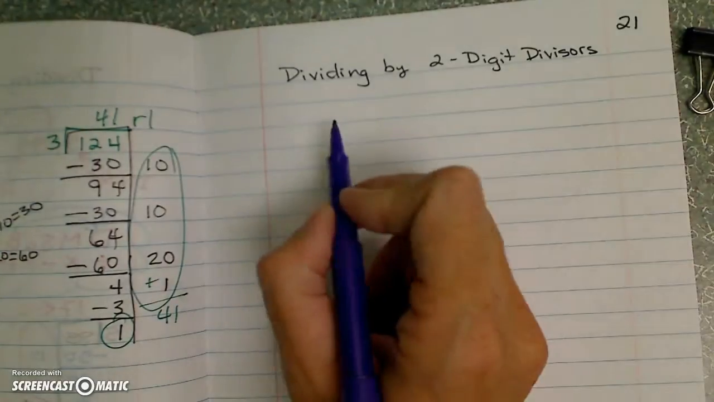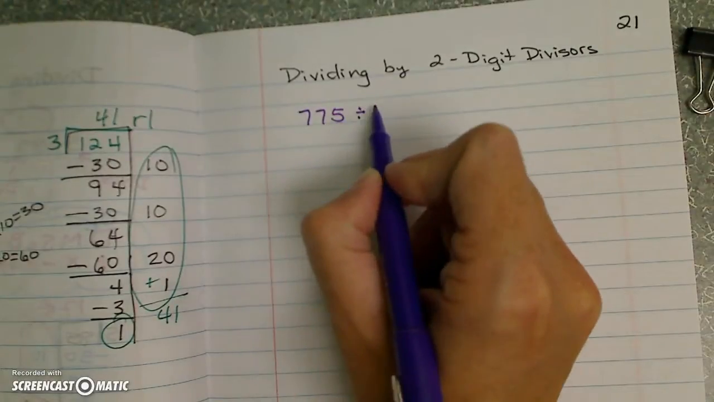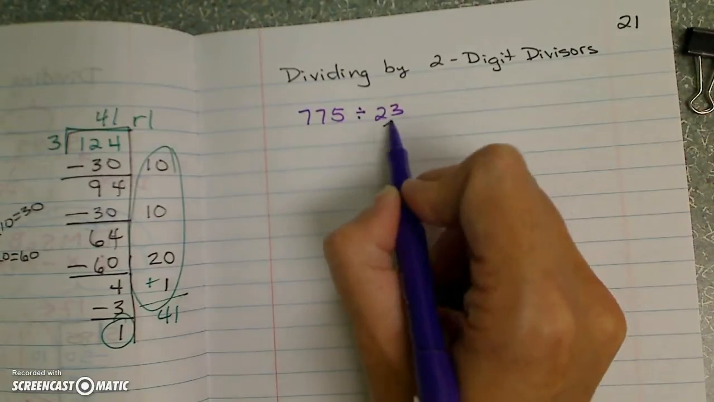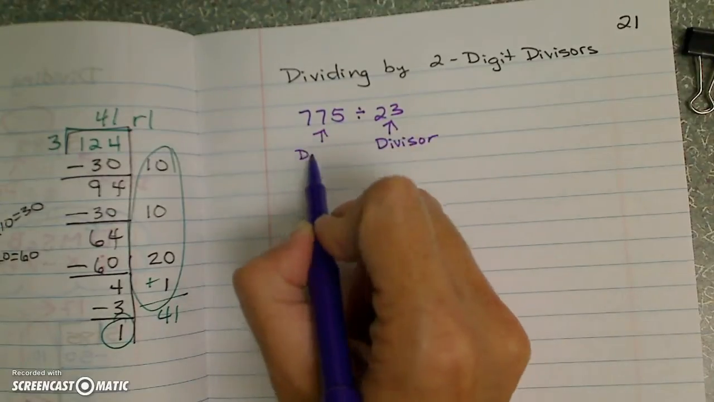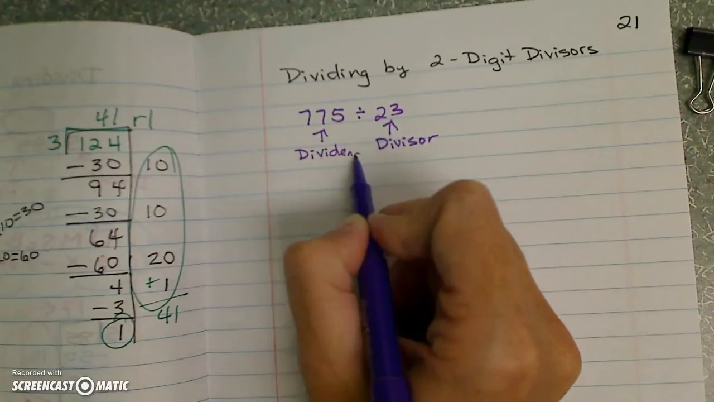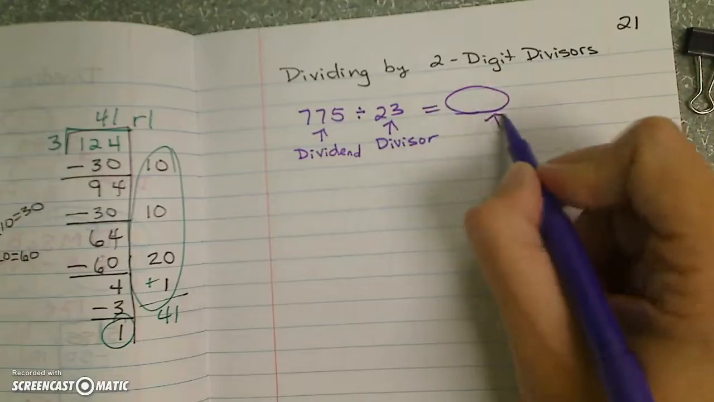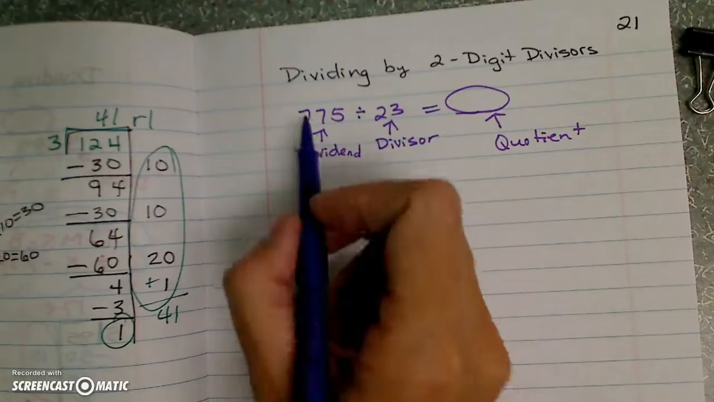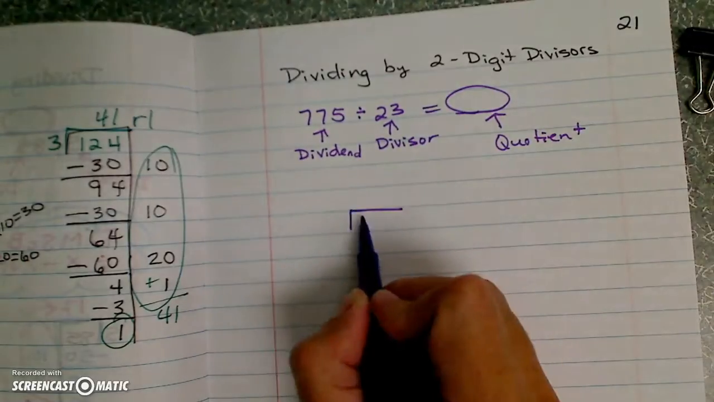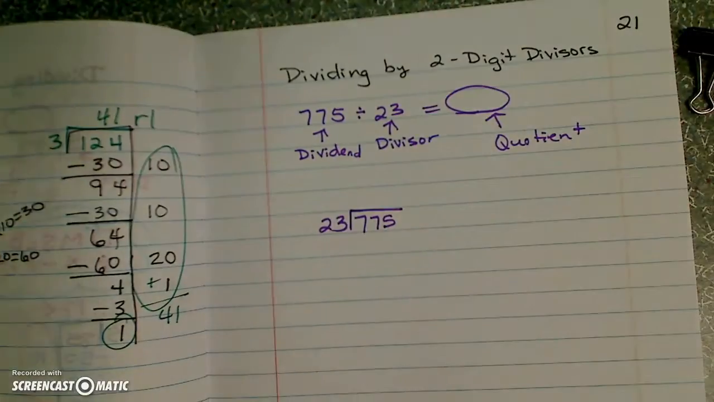So two-digit divisors. If I had 775 divided by 23, this here again is my divisor. This is my dividend. I'm showing you this a little bit differently than I showed you last time. And then whatever I got as my answer would be my quotient. Okay? So the dividend is the one that goes inside the house, 775, and we're going to divide by 23. The divisor goes outside the house.